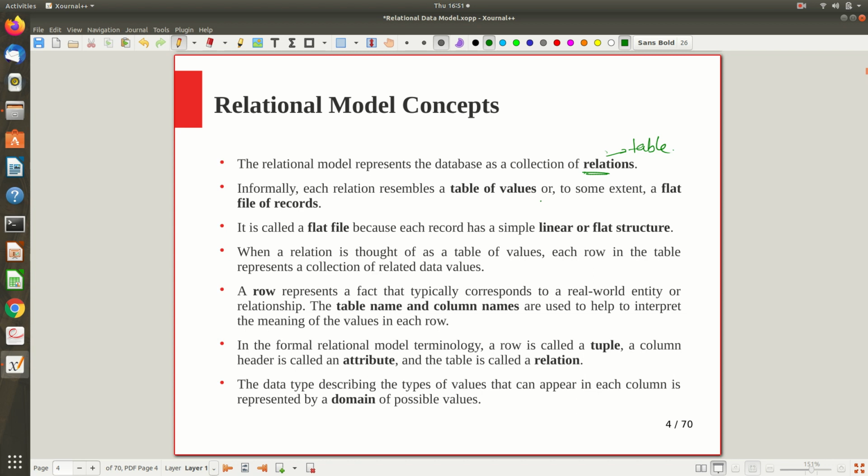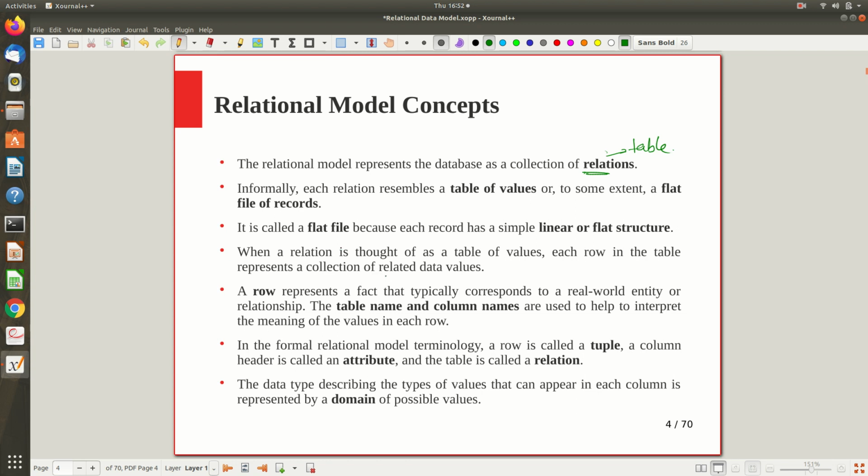If, for example, it is a student database, you can see that the first record may correspond to the first student: maybe what is his or her roll number, name, address, CGPA, those information. So it looks like a linear flat structure, and one after another we can store the records in a file. Even though you are visualizing it as a table or a relation, in the background it is represented like a file only. When a relation is thought of as a table of values, each row in the table represents a collection of related data values.